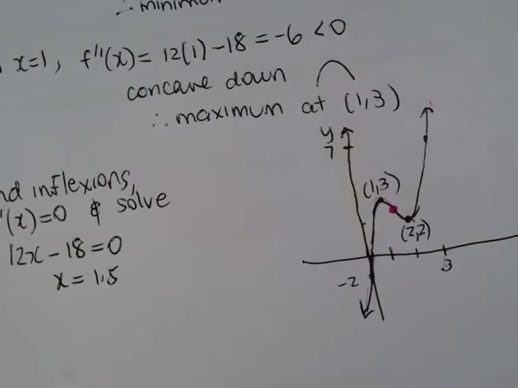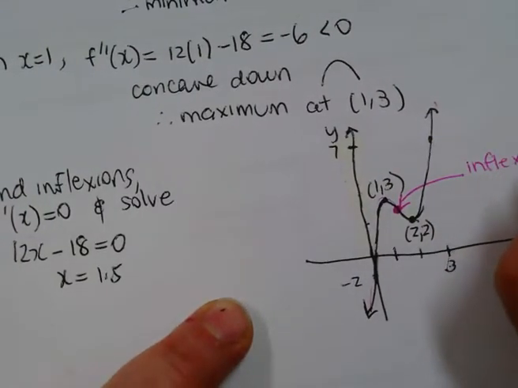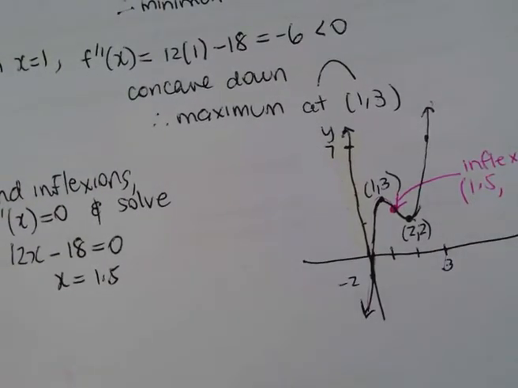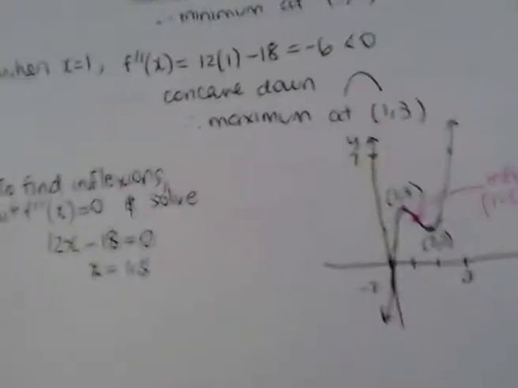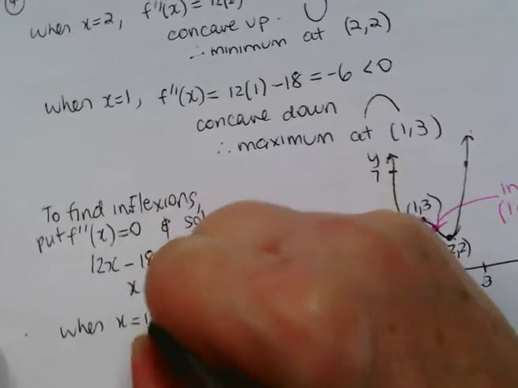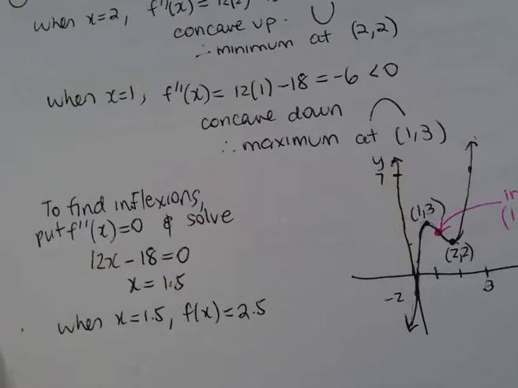So where the pink bit is, you've got just an inflection, an ordinary one at 1.5, comma, and you can just wait. I haven't finished. Has anyone worked it out? All right, so wait, I'm not finished yet. When x is 1.5, function of x, someone's worked it out, is 2.5.